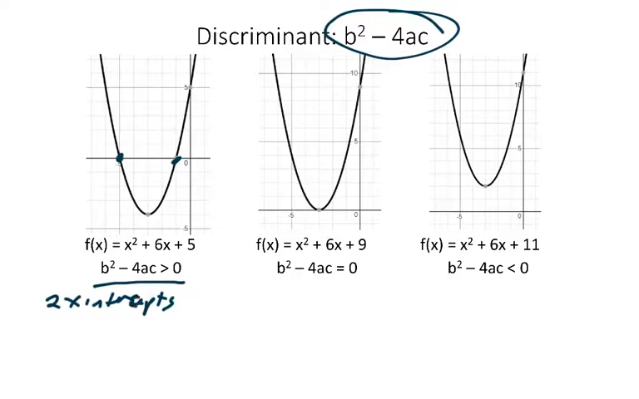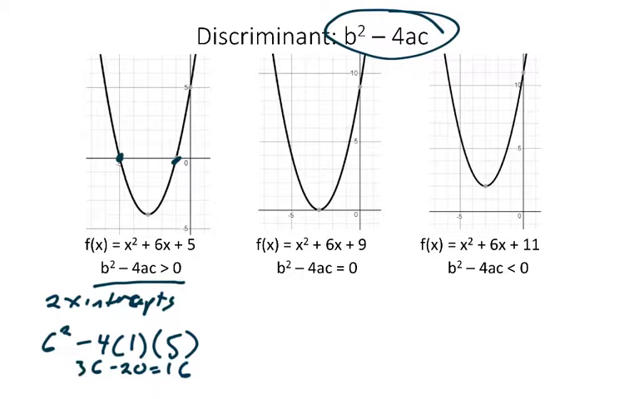I think that's a c. All right, so notice if I do b squared, that would be 6 squared minus 4 times my a, which is an implied 1, times 5. So that's going to be 36 minus 20, which is a positive 16. Hey, look at that. It's positive, therefore I'm going to have two x-intercepts.